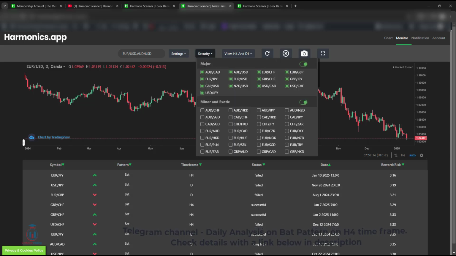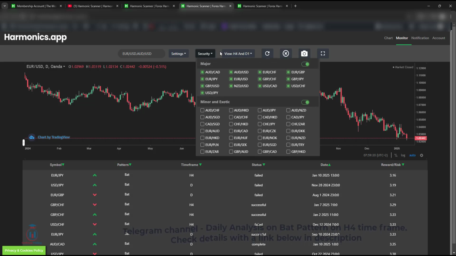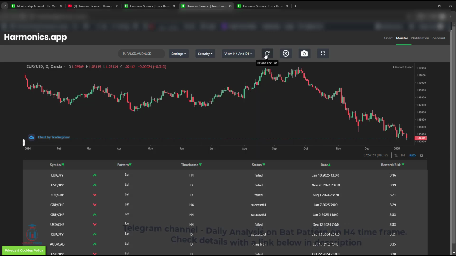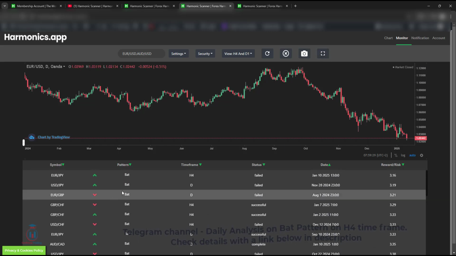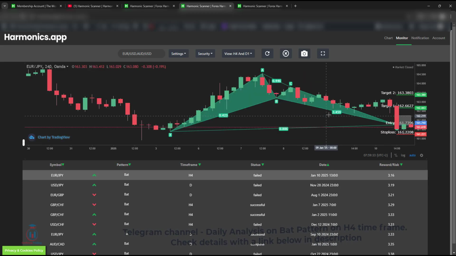Here inside the security, you can go into more details on which symbols you would like to use, and you can see I have used only majors. Then you have here reload the list, you can clear the filter, you can take the screenshot, you can go to full screen mode. But here inside this table, you can see there is a status, where failed means the price has reached a stop loss.